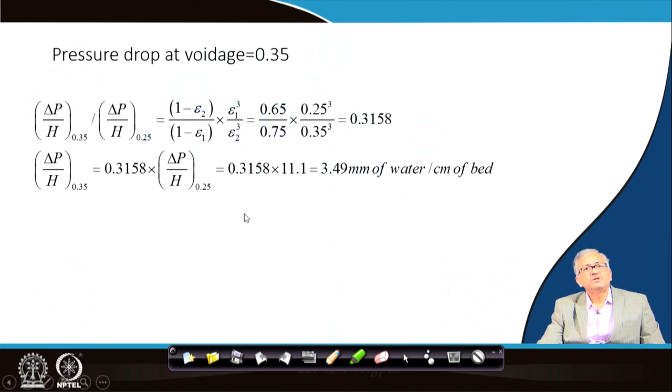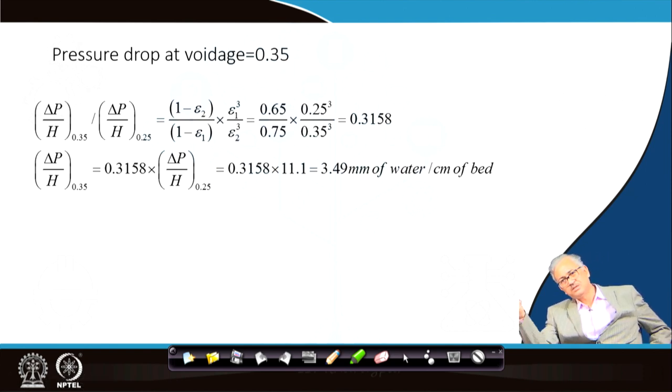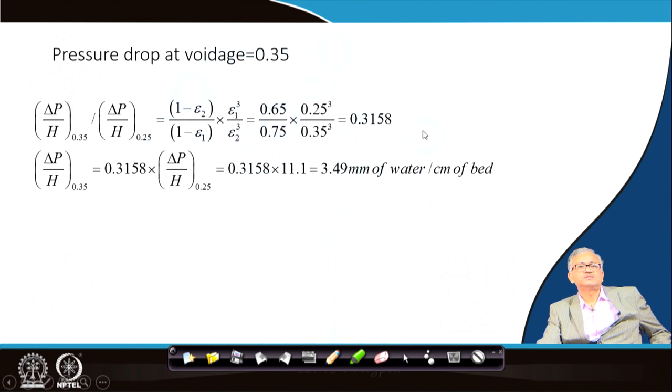Now if I want to calculate the pressure drop at a voidage of 0.35, you can do that simply, because here I am only ignoring the effect of voidage in the calculation of the Reynolds number. Otherwise, voidage and pressure drop are related, and you can find that the pressure drop at 0.35 relative to 0.25 is a factor of 0.3. So the pressure drop per unit length at a voidage of 0.35 comes around 3.5 millimeter of water per centimeter of bed, compared to 11 millimeter of water per centimeter of bed when the voidage was 0.25. So the pressure drop per unit length is very sensitive to the voidage.